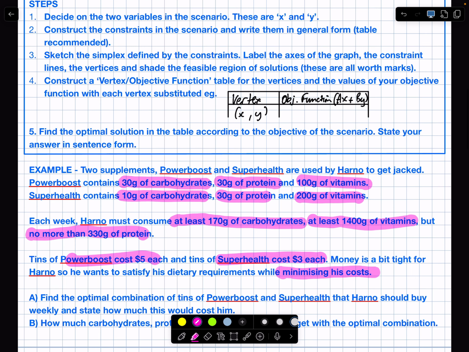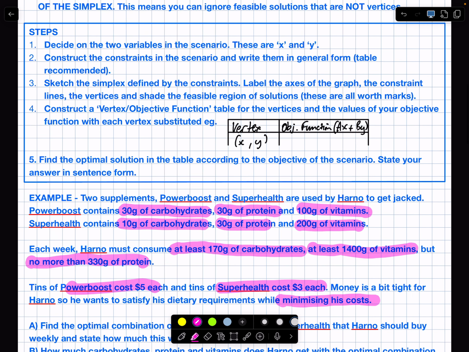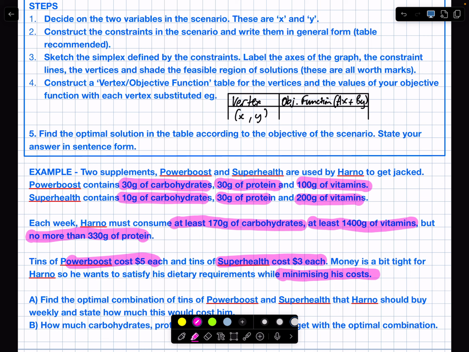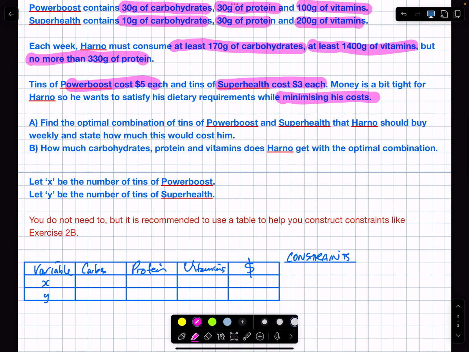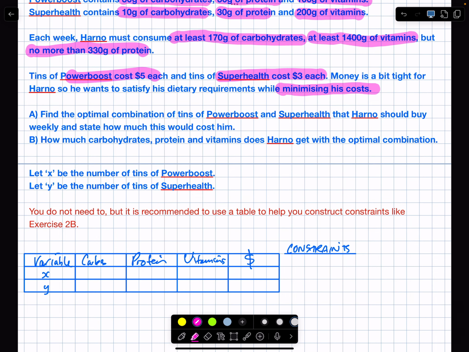So this, what I'm demonstrating now, is how to apply those 5 steps. So step 1, decide what the 2 variables are in the scenario. X is going to be the number of tins of Power Boost. Y is going to be the number of tins of Super Health.